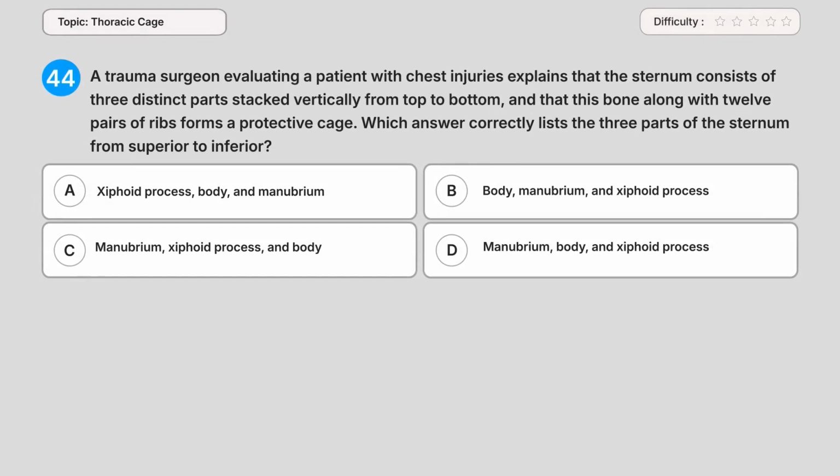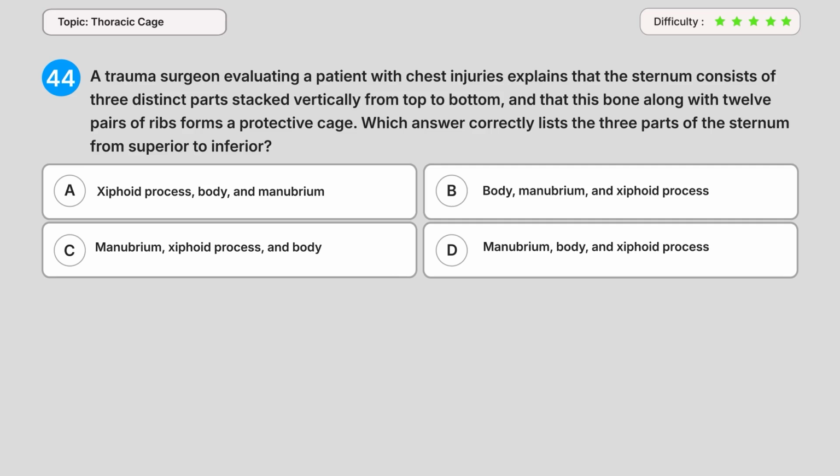44. A trauma surgeon evaluating a patient with chest injuries explains that the sternum consists of 3 distinct parts stacked vertically from top to bottom, and that this bone, along with 12 pairs of ribs, forms a protective cage. Which answer correctly lists the 3 parts of the sternum from superior to inferior?